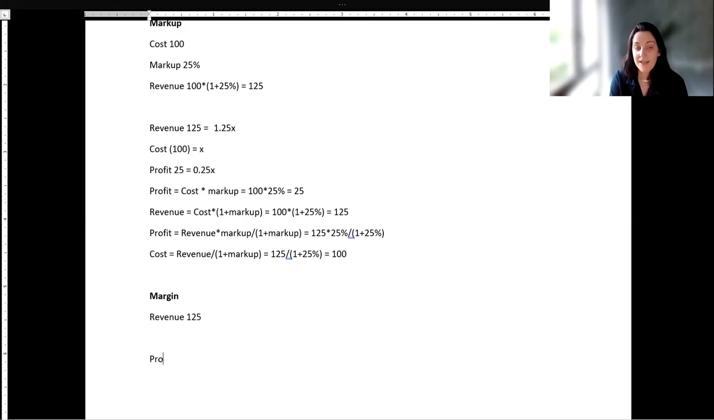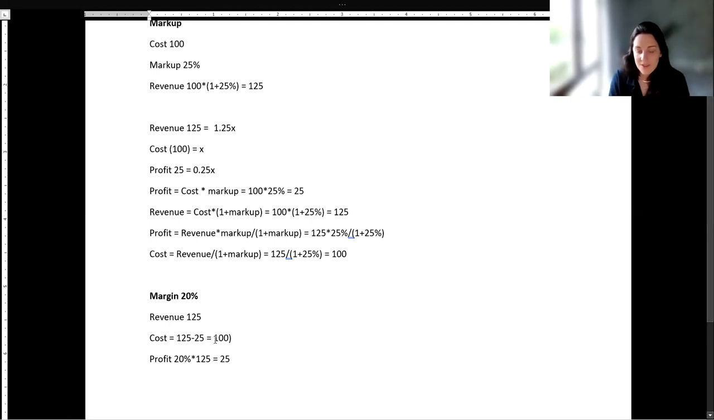Imagine that you are given a profit margin, and let us think about what the profit margin is going to be. So imagine that you are given a profit margin of 20%. So if your profit margin is given to you as 20%, then your profit is going to be 20% multiplied by 125 equals $25. And your cost is going to be the difference between the revenue and the profit that you are going to earn. So your cost is going to be 100.